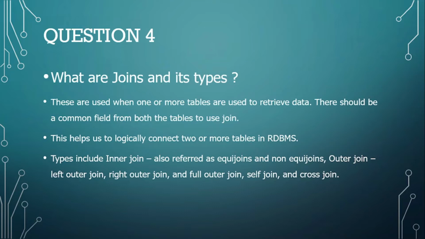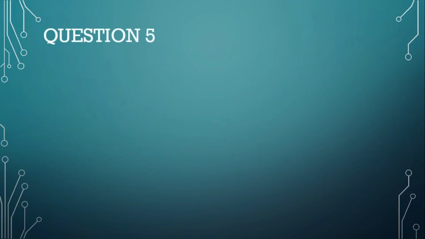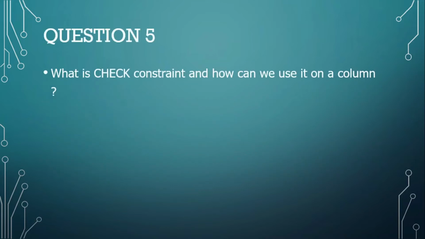Inner join is also referred to as equi-join and non-equi-join. Equi-join is when we use the equal to symbol, and non-equi-join is when we use other operators. Outer join includes left outer, right outer and full outer join, which is very, very important while dealing with SQL queries, when we are combining one or more tables to retrieve the data. Now let's go to the other question, which asks us about the check constraint and how we can use it on a column.